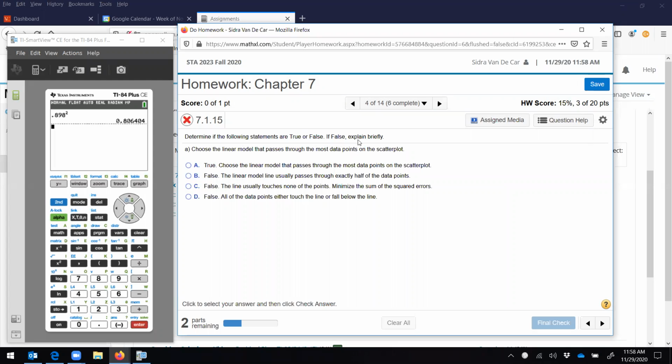Determine if the following statements are true or false. If false, explain. Choose the linear model that passes through the most data points on the scatter plot. No, it's the one that minimizes the sum of the squared errors, right? So here we go, false. The line usually touches none of the points; it minimizes the sum of the squared errors.